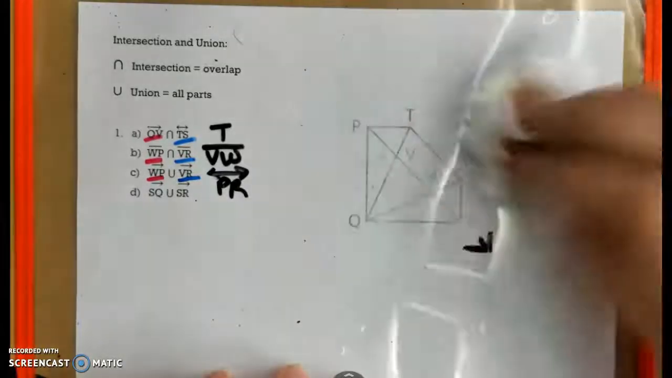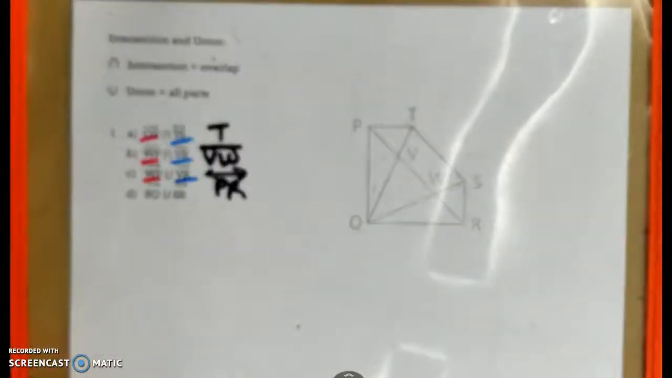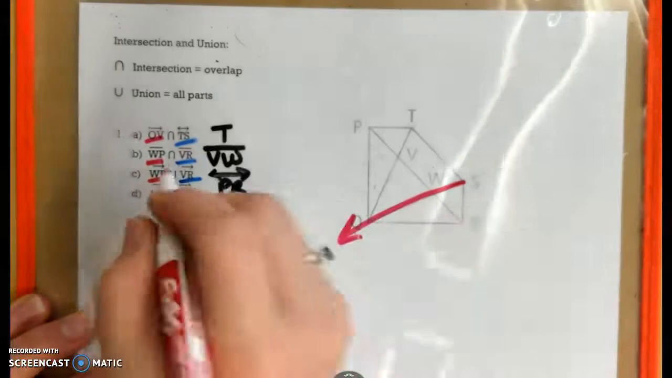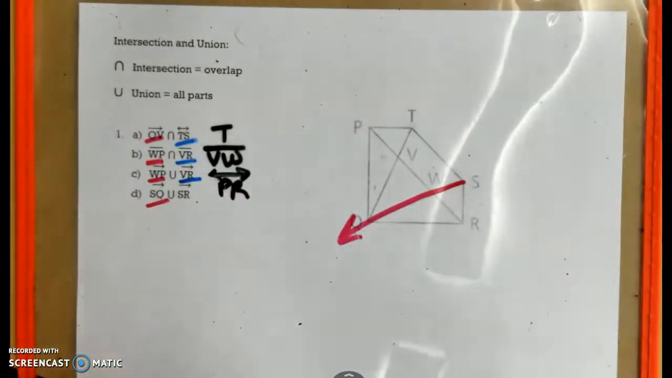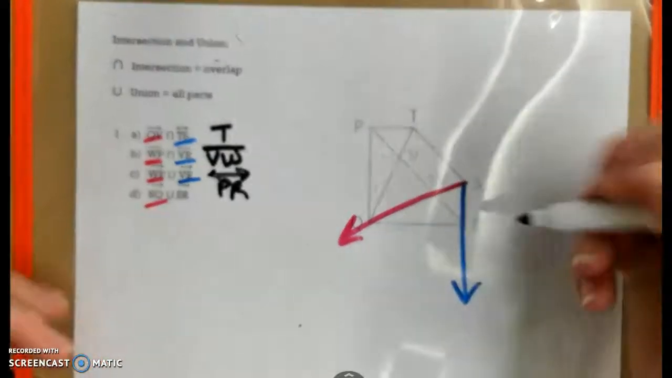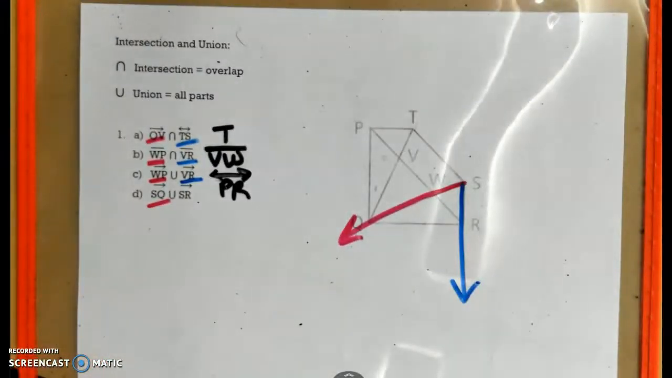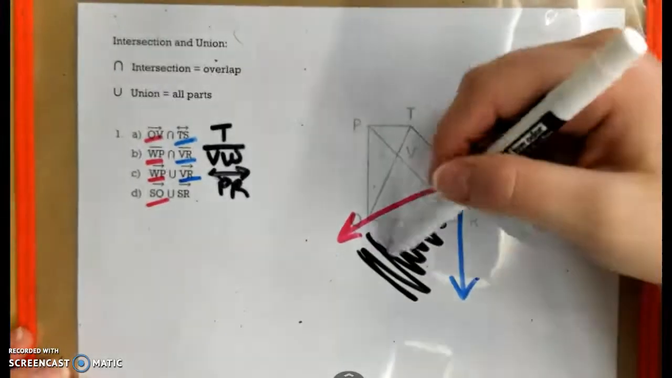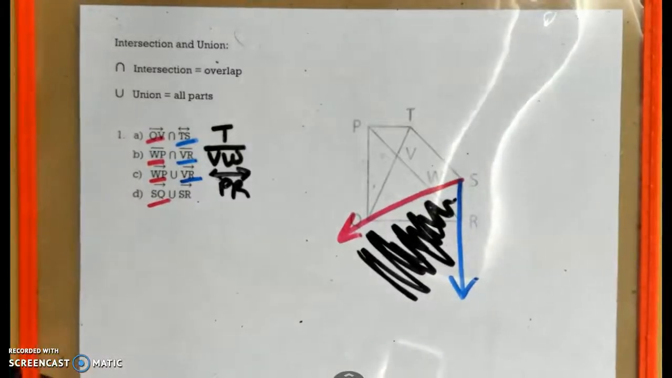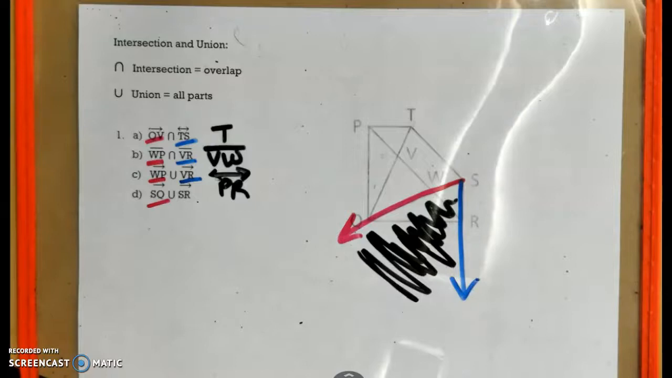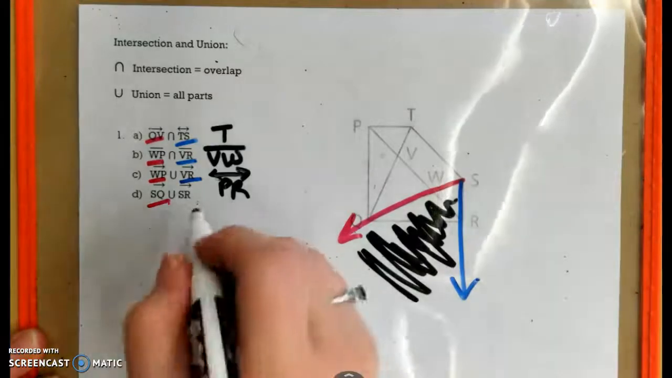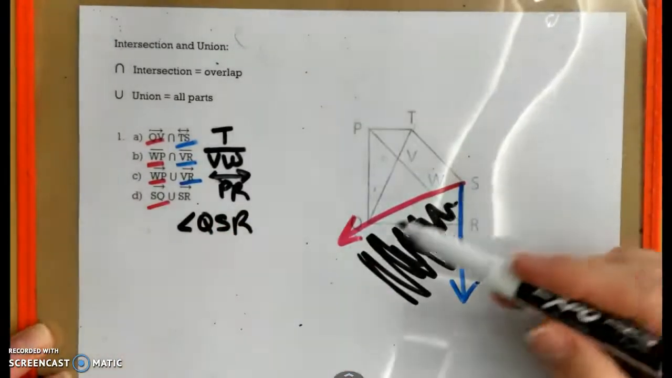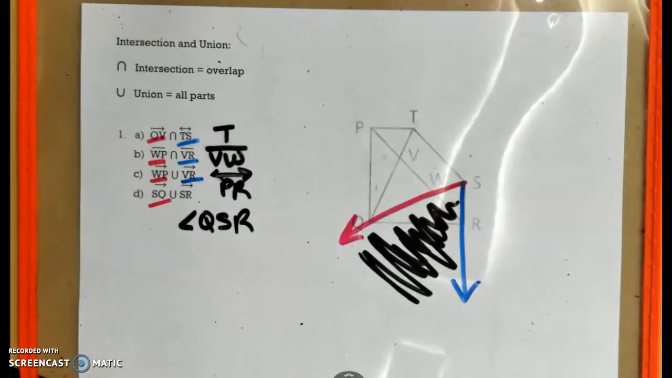And last but not least, part D, we are again looking for a union of ray SQ and ray SR. And so again, we're looking at all of the parts that these two rays encompass. And so that's going to be all of this area in here, this entire space between the two rays. So our union for these two rays is actually going to be angle QSR. It's the entire area inside these two rays.